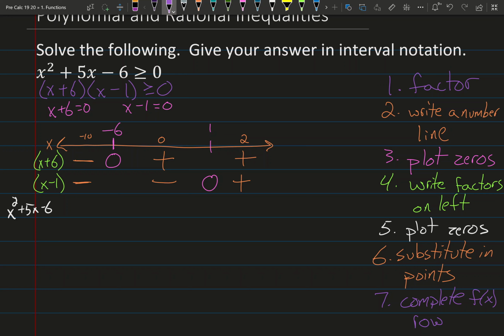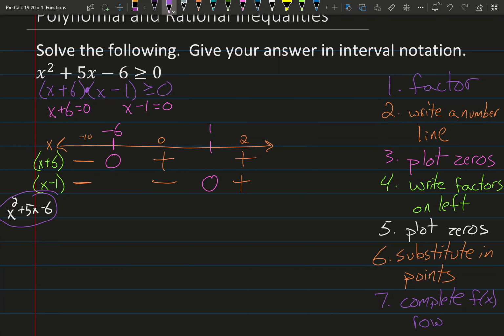So since we are multiplying these factors together, if you take a look up here at our original expression, anytime that we multiply these values together, we have to think about what the sign is going to be. So our x squared plus 5x minus 6 down here, or if you wrote it as f of x, it's going to work out the same way.